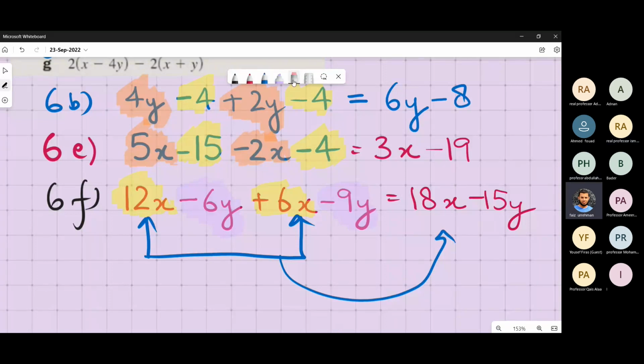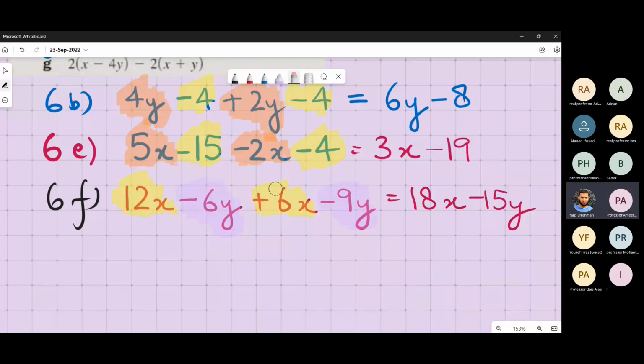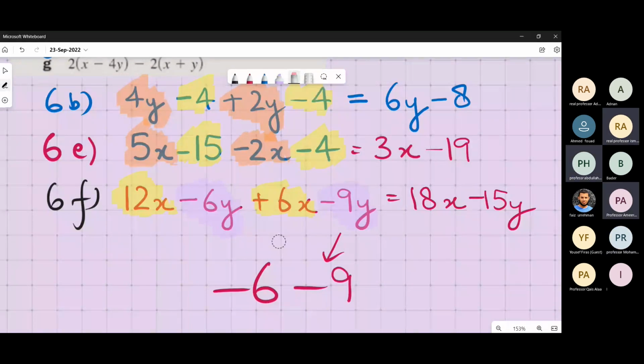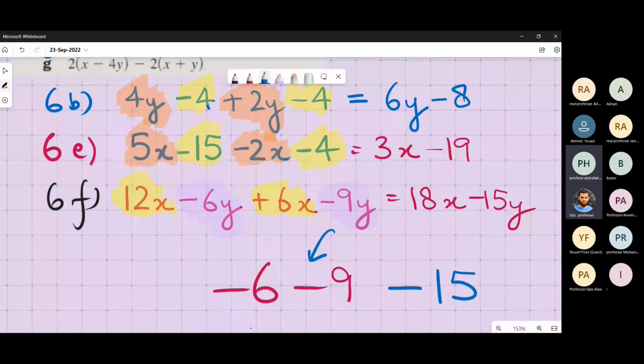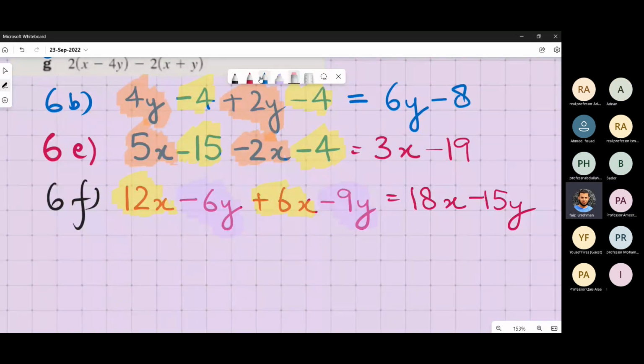Now, what about the purple highlight? For example, this is minus 6, and this is minus 9. Which operation are we going to do? Addition or subtraction? Addition. Minus and minus. So 9 and 6 is 15, and the sign of the bigger number will be taken. So minus 15. Don't forget why, okay? I think you guys are getting what we have to do here, right?